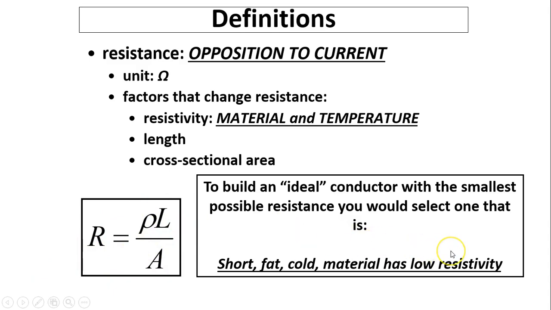To build an ideal conductor with the smallest possible resistance, you would select one that is short, fat, cold, and made of a material that has low resistivity. Short means L is small, fat means A is big, cold, and a material with low resistivity gives us a very small rho. By the way, this is pronounced rho, R-H-O.